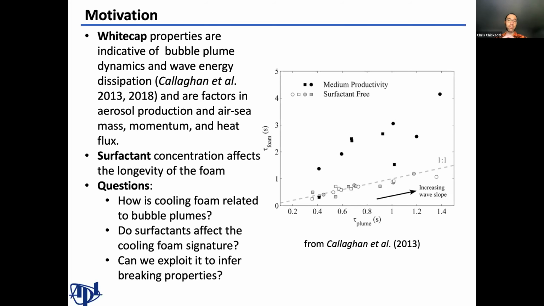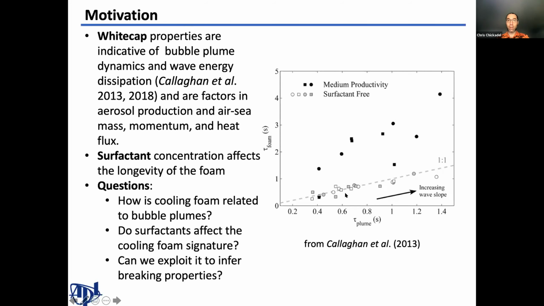to exploit the visible signature of whitecaps noted that the residual foam at the surface, the decay time for how long it exists at the surface, is related to the plume time below, right? So it's related to the bubbles that are produced in a wave breaking. And that's shown in this plot to the right. What's interesting, however, is he noted that there is a significant dependence of this decay rate of the surface foam to the decay time of the bubble plume below.